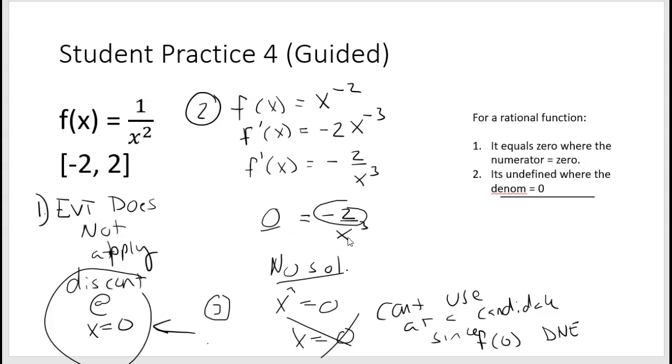So anytime you end up with a critical value that is a place where the function's undefined, we're not going to include it. So when you guys do steps 4, 5, and 6, we're not going to include 0 in the final output.